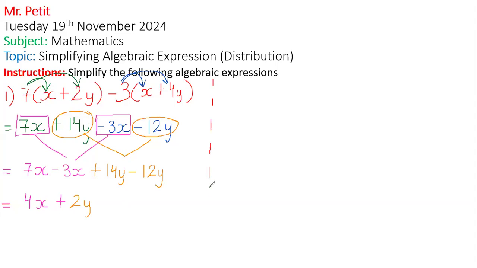Okay, all right, I can't wait till the grade exercise. Number two. So we have 8 open bracket x plus 3y close bracket minus 4 open bracket x plus 5y.